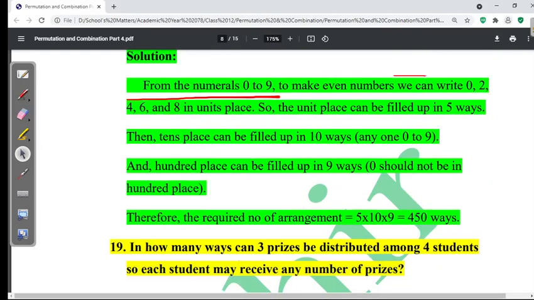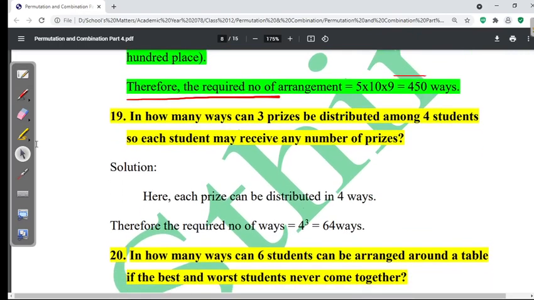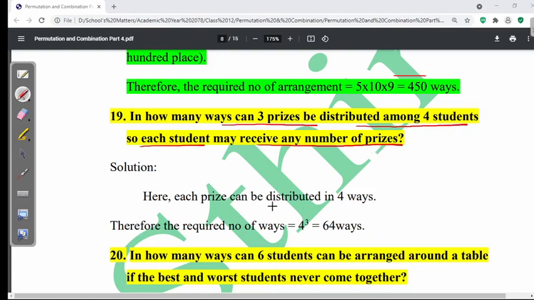Now moving to the next part, question number 19, dear students. Question number 19 is, in how many ways can 3 prizes be distributed among 4 students? Each student may receive any number of prizes. So this is also a power. 4 students, 3 prizes, 4 to the power 3, that is the n to the power r formula, you know that. So that's why 64 ways.